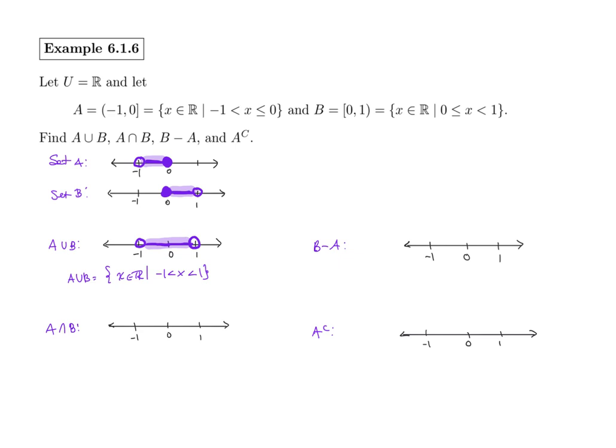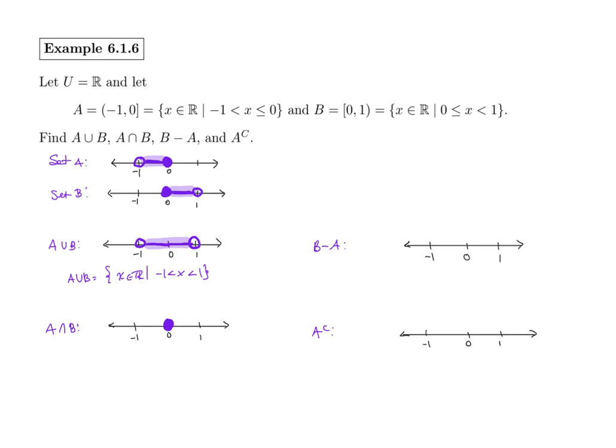So if we wanted to do the same thing, but now for A intersection B, we're looking at what both sets have in common. So you'll notice set B has nothing before 0, so we can't include anything from set A that's before 0. But set A has nothing after 0, so we can't include what's after 0 from set B. So the only thing these two sets have in common is literally just 0.